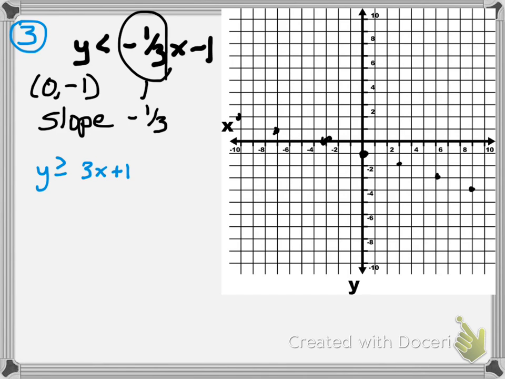Is this going to be a solid or a dashed line? Dashed, because it doesn't have the bar underneath it. Am I going to shade above or below when it's less than? Less than, below.